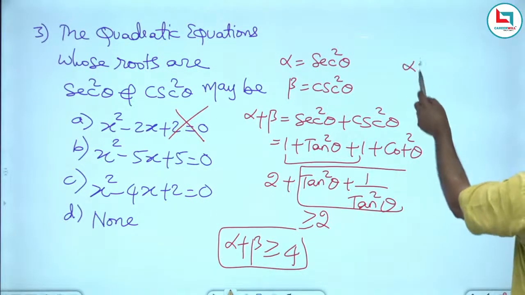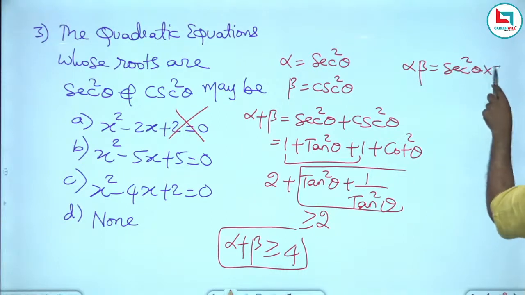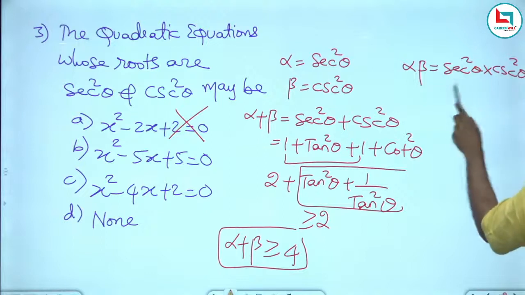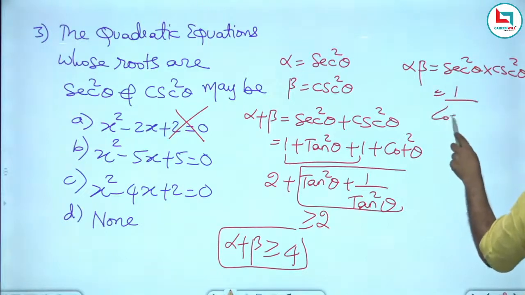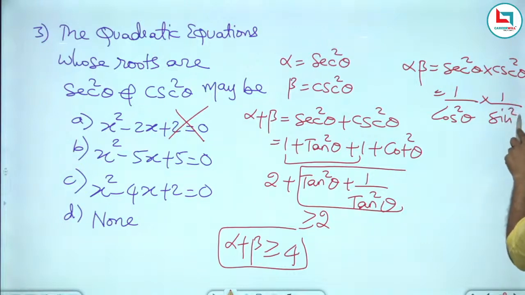If I take the product of the roots, secant square theta into cosecant square theta, this is 1 by cos square theta, this is 1 by sin square theta. I hope it is clear, right? So secant square theta into cosecant square theta is 1 by sin square theta and cos square theta.